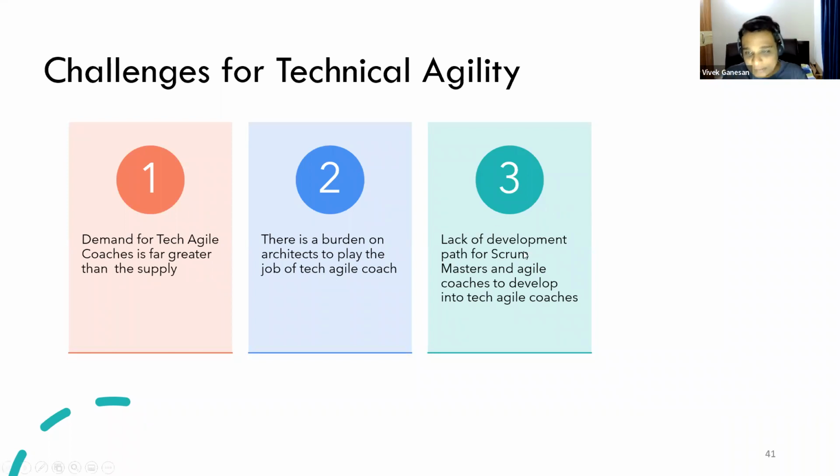So current scrum masters and agile coaches do not have a proper development path on how they can actually contribute to the technical agility initiative. You don't even have to call yourself a technical agile coach. You as a scrum master can one day start picking up something and help the team in this technical agility journey. So you can just still be a scrum master.